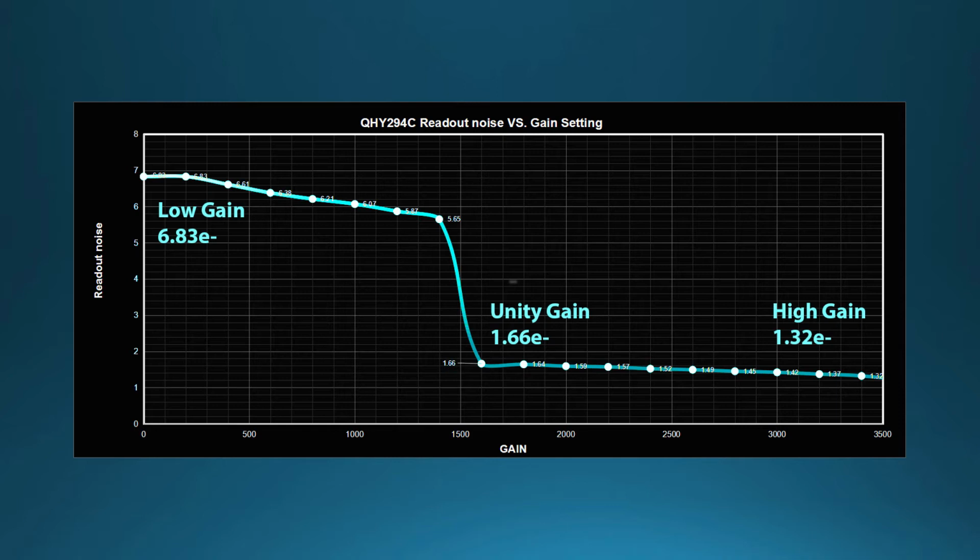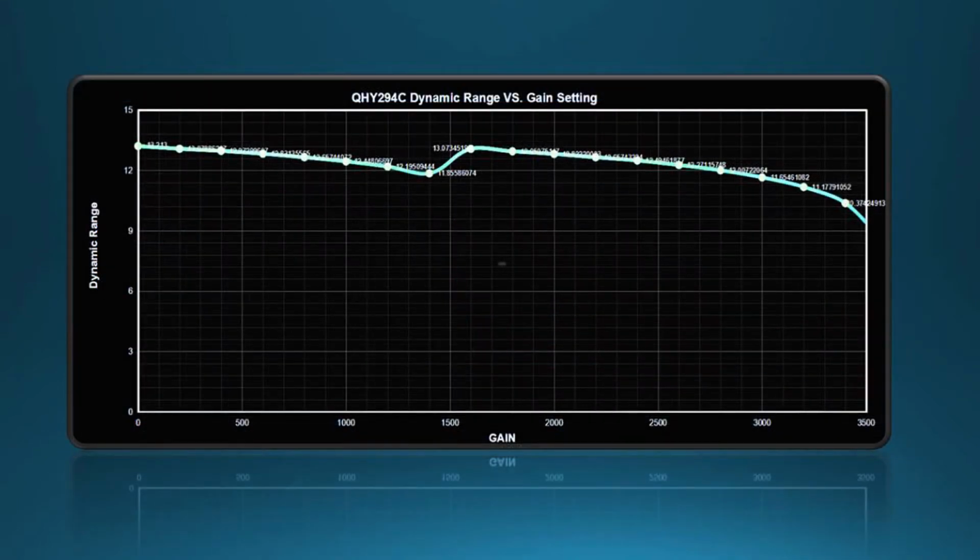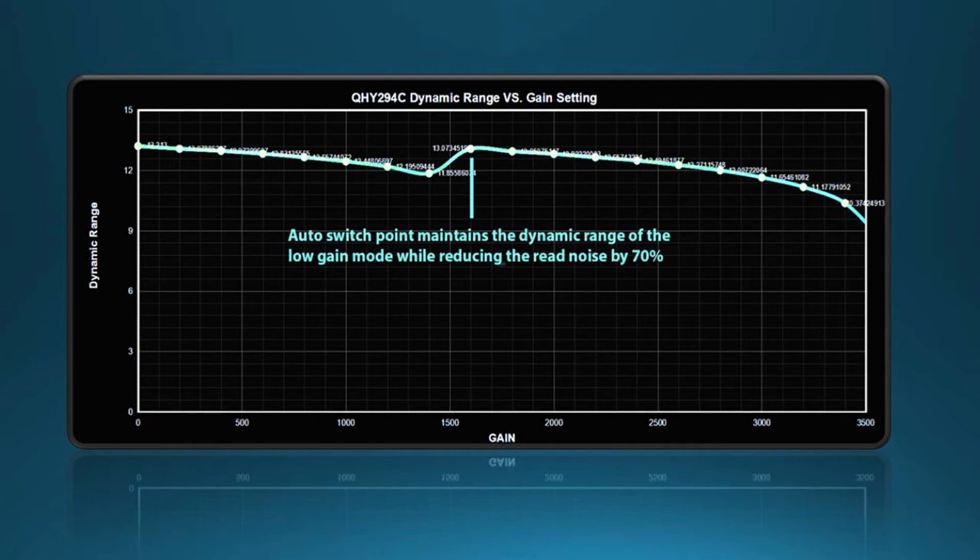The 294C's sensor has a dual gain mode, HGC, or high gain, and LGC, or low gain. The 294C camera will switch the two modes automatically when the user sets the gain to around 1600. Because it is at that point that you get the benefits of the ultra-low read noise of the HGC mode and maintain the full well capacity of around 14,500 electrons at the switch point setting.